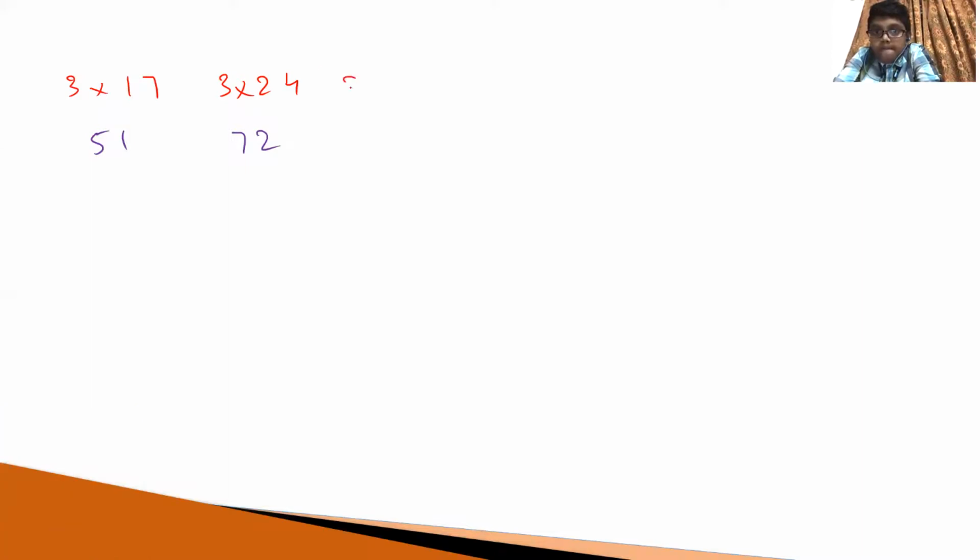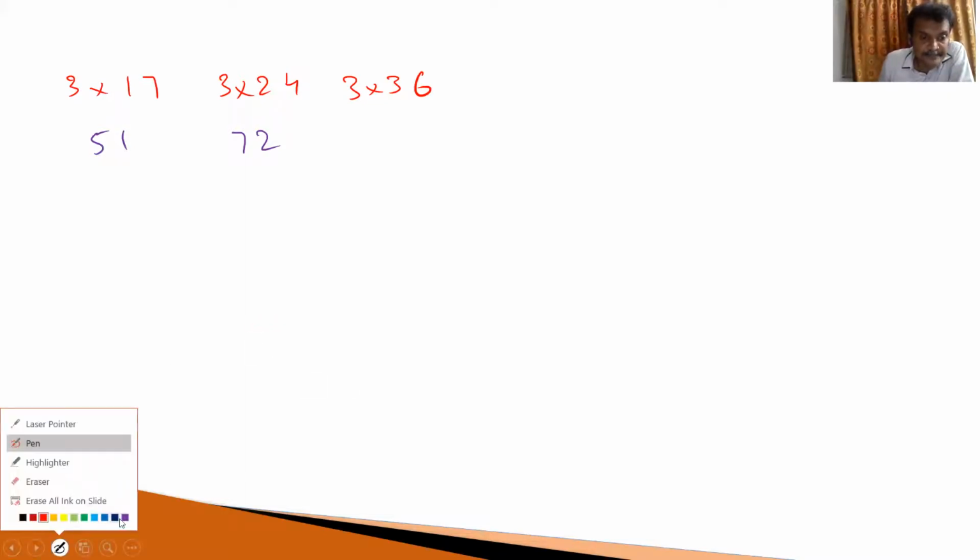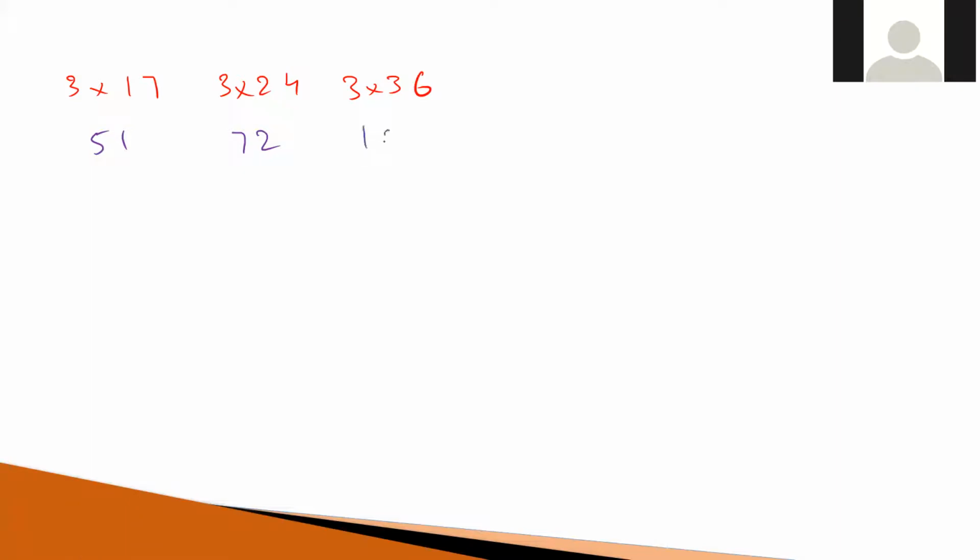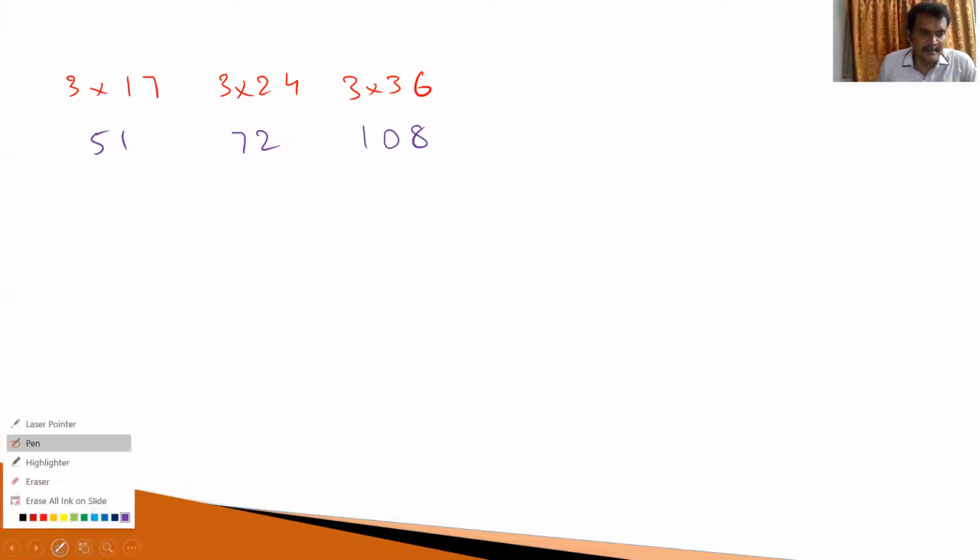Now 336 times. 3 times 3 is 9. Sorry, 309. 330 times equal to how much? 90. 3 times 6 is 18. So 90 plus 18 equal to how much? 108. Yes, 108 is the answer. Okay. Next.